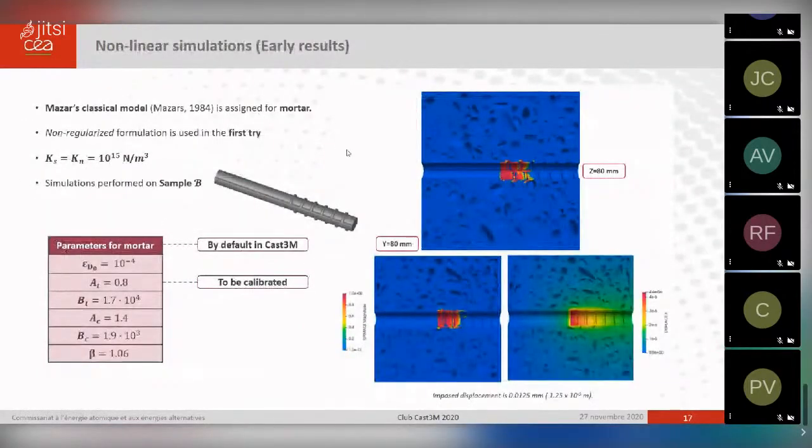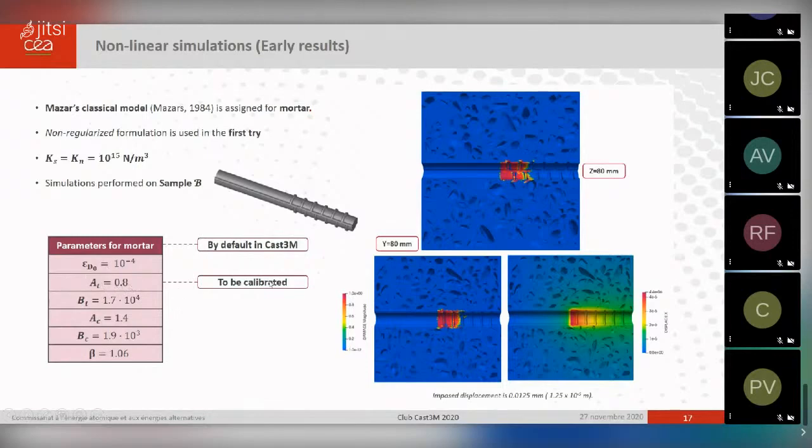After that, nonlinear simulations were performed using the classical Mazars model, which is a standard model. This linear spring model was still used for the steel concrete interface. The first try was a non-regularized formulation, now using sample B, which has a different kind of shape of steel bar. Parameters assigned were the defaults that Cast3M has as a start, but they should certainly be calibrated, especially the AT value.